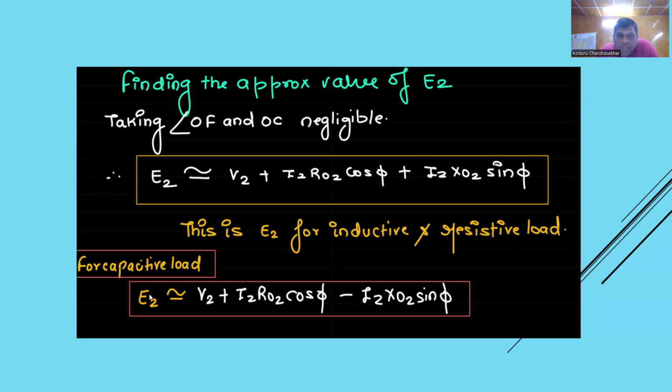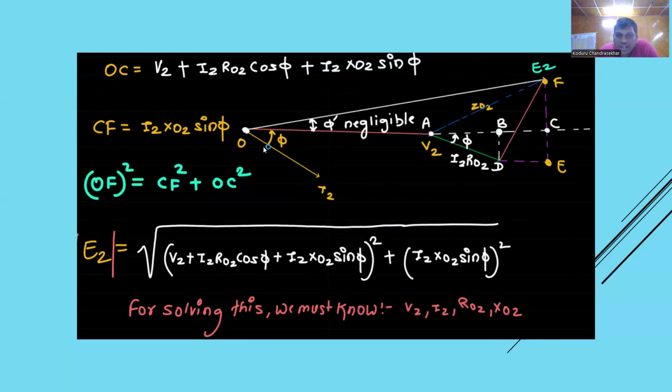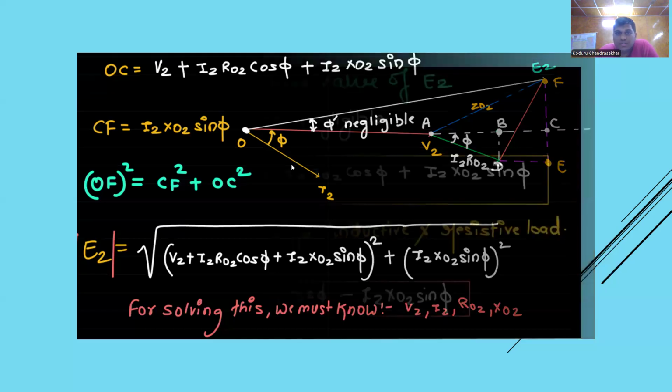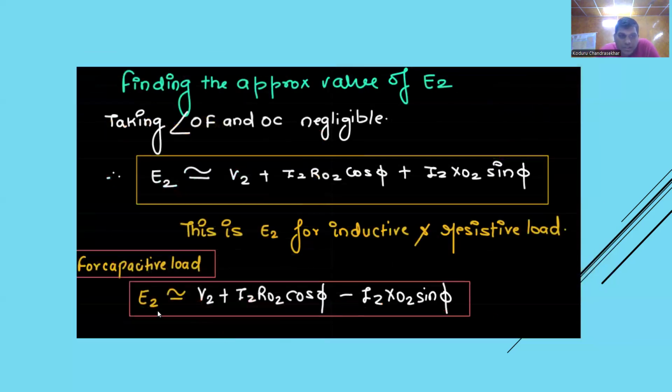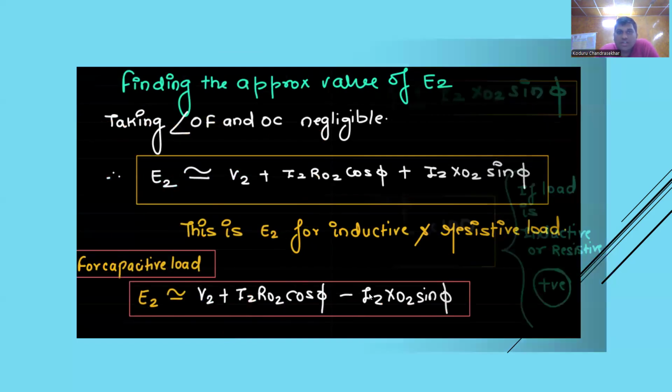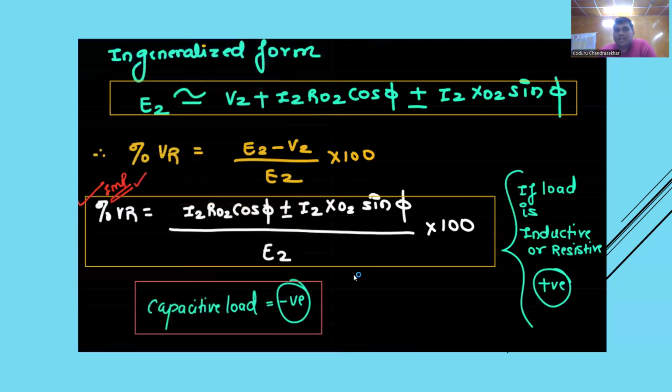For capacitive load, E2 is approximately equal to V2 plus I2 R0 cos phi minus I2 X0 sin phi. As in the derivation, we can see that in a capacitive load, the current I2 will lead the voltage. The current will always lead the voltage in a capacitive circuit. That's why we get E2 approximately equal to V2 plus I2 R0 cos phi minus I2 X0 sin phi. So in a generalized form, we can write E2 is approximately equal to V2 plus I2 R0 cos phi plus or minus I2 X0 sin phi.